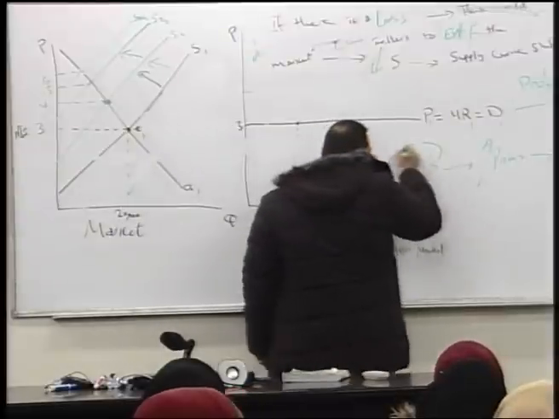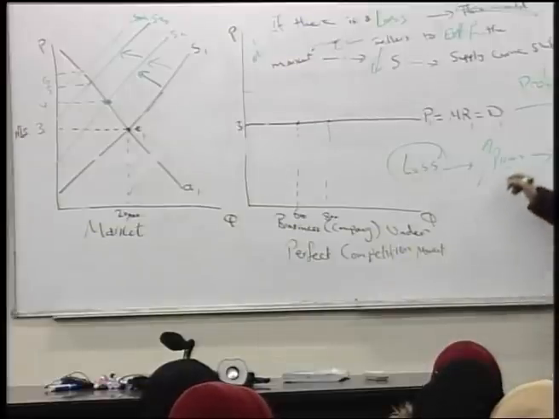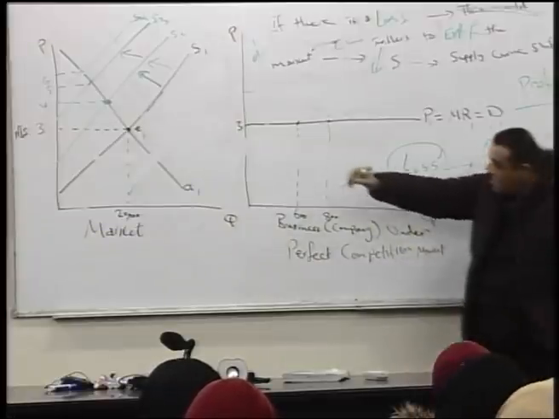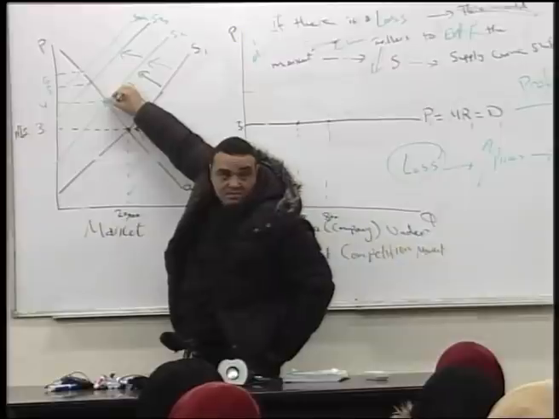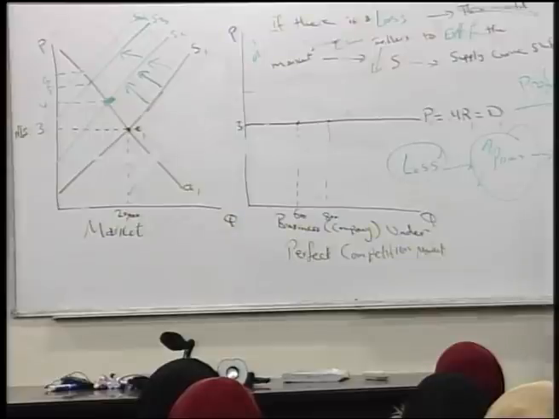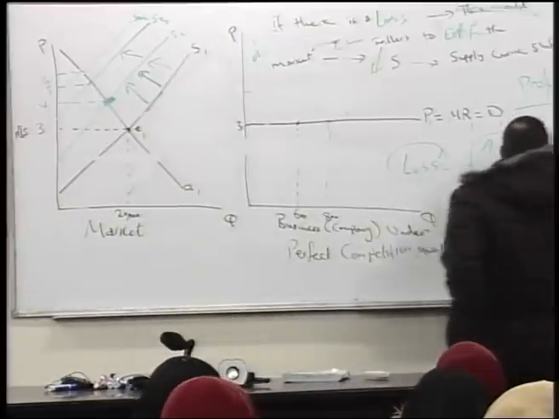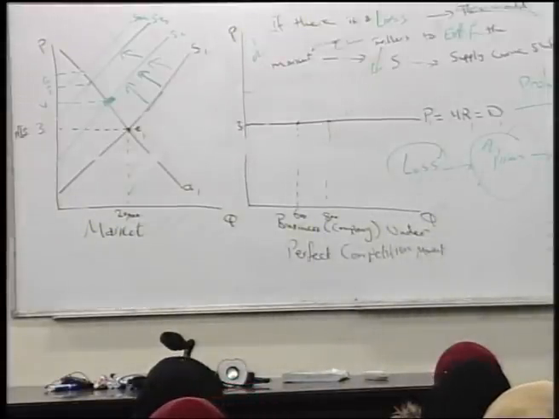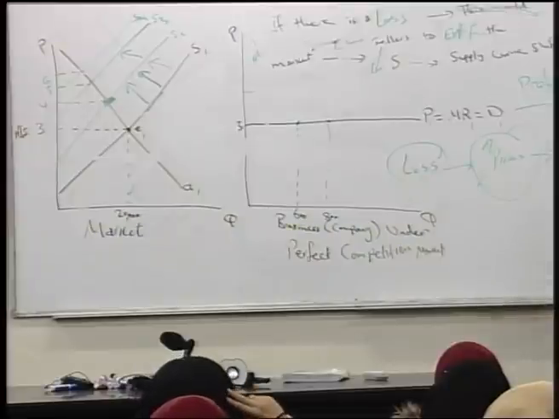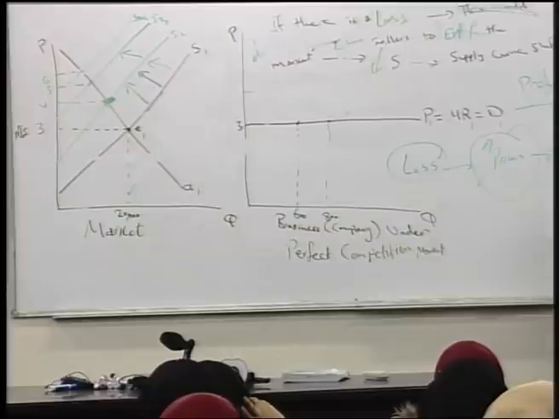If there is a loss, what will happen? Part of the producers or the sellers will leave the market. Okay? What happened? Supply shifts left. What happened to the prices? The price went up a bit. What happened to the quantity? In the long term the quantity keeps decreasing until the break even is restored. Okay? So in the long term we have a break even only.